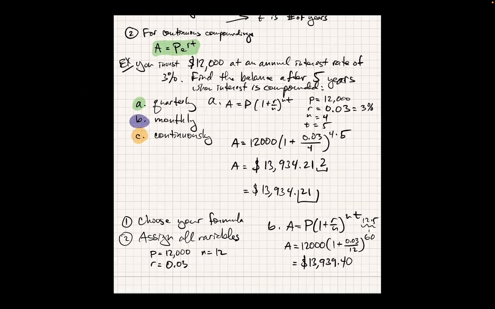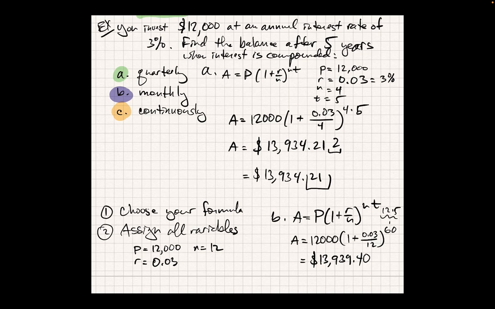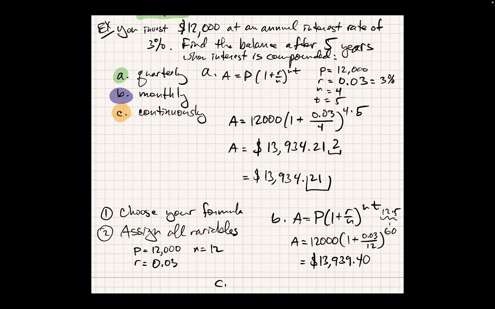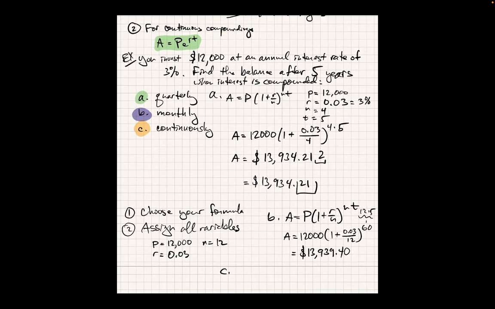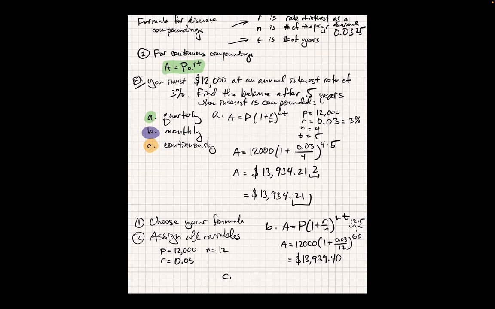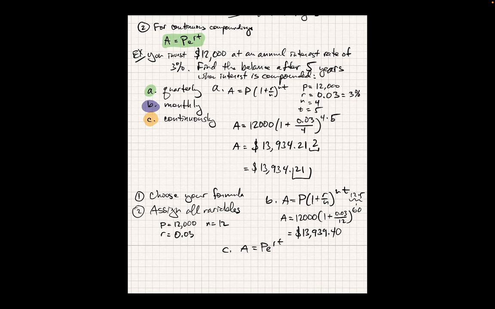You would use A equals P E, right? To PERT. Why am I using PERT? Because it's continuous compounding. What's my formula? A equals P E to the RT. Okay, what's my second step?